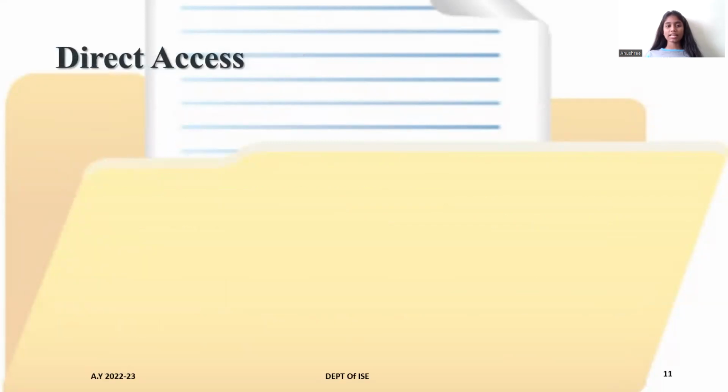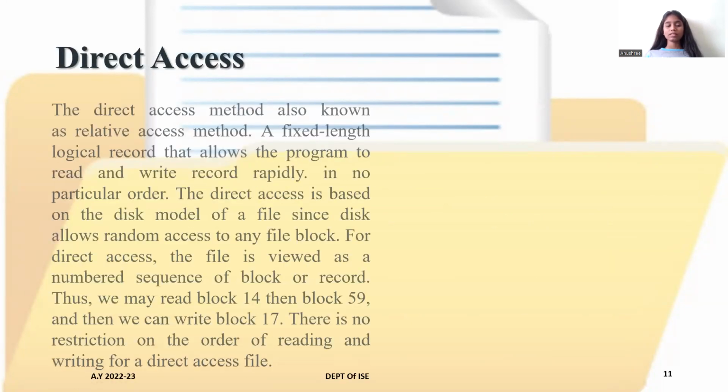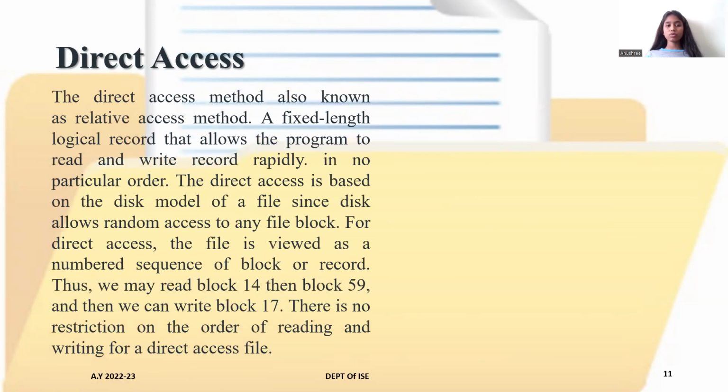Next, we have the direct access mechanism. The direct access method, also known as the relative access method, uses fixed length logical records that allow the program to read and write the record rapidly in no particular order. Direct access is based on the disk model of a file, since this allows random access to any file block.